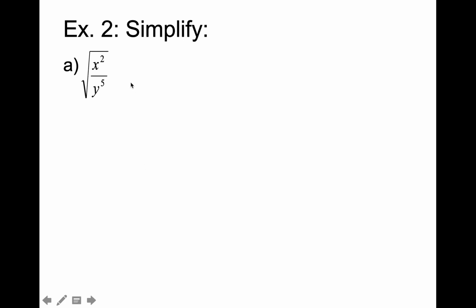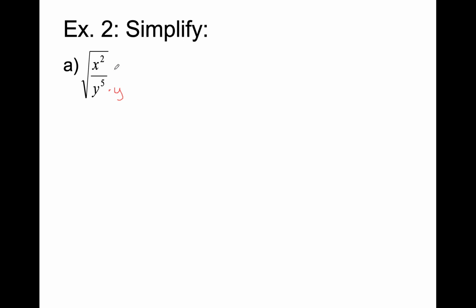Okay, number 2, radical x squared over y to the fifth. So let's check, is this radical in simplest form? It is. Next step, is the denominator a perfect square? Y to the fifth is not a perfect square. We need to make it a perfect square, so we're going to multiply that y to the fifth times y. So then we get a y to the sixth on the bottom, and that's a perfect square.